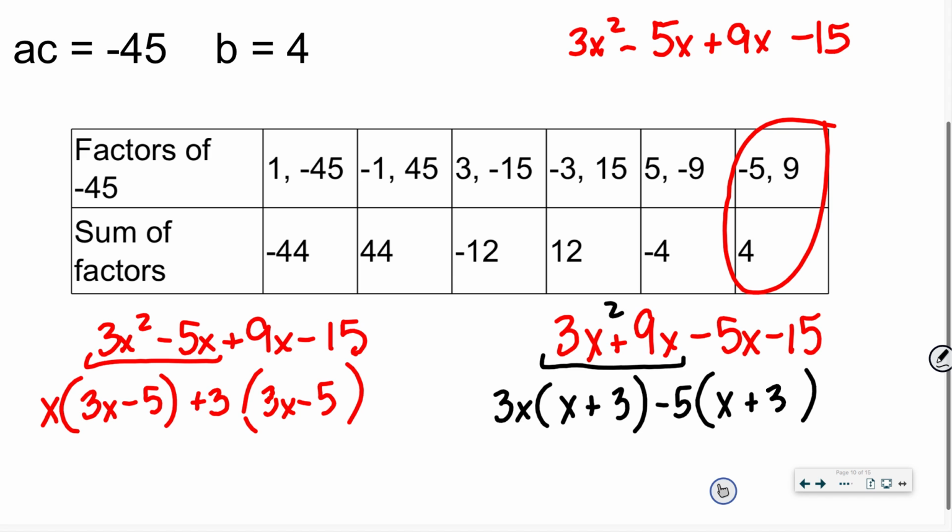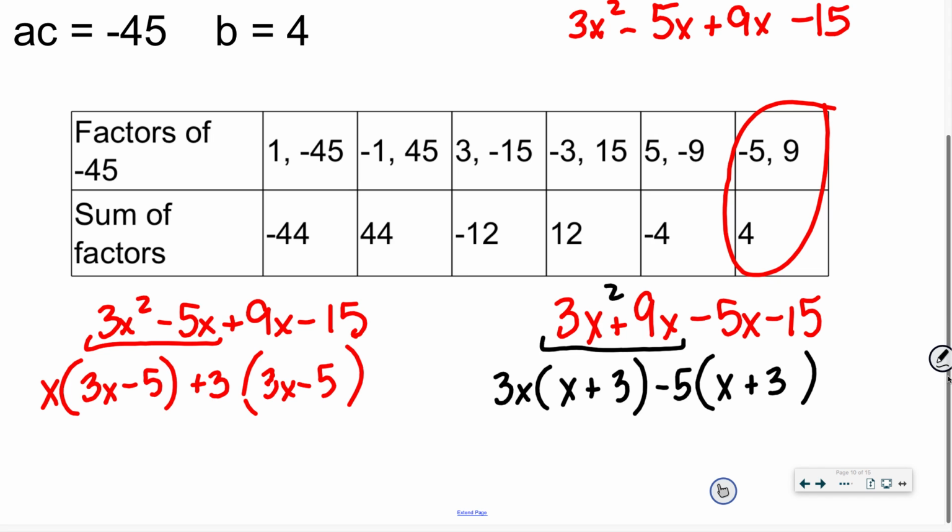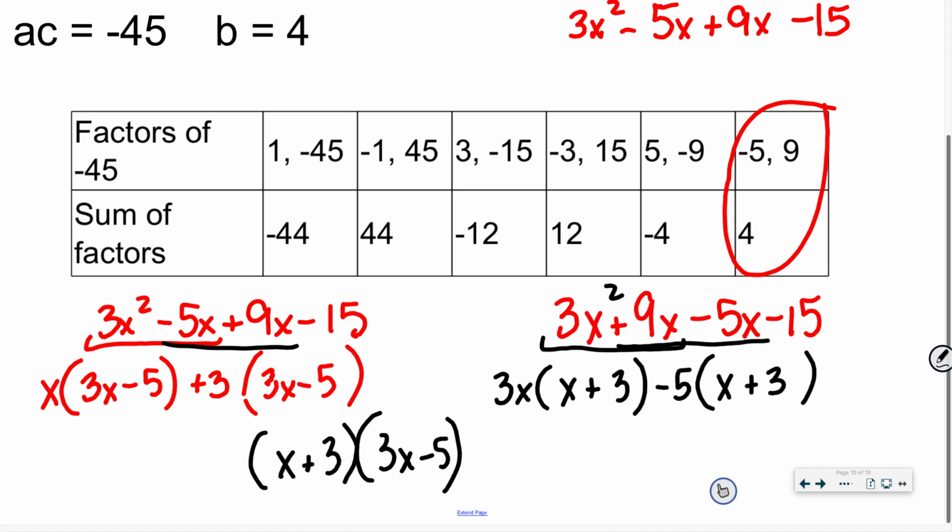Subtract the plus 3. So notice here it doesn't matter which order you put the 9 and the negative 5. Your answer would still be x plus 3 is one of the binomials, and 3x minus 5 is the other. If you changed the order, that would just represent using a different binomial to multiply through the other one. So the order there doesn't matter. Whether you did the negative 5x plus 9 or the positive 9x minus 5, you would have gotten the same answer.